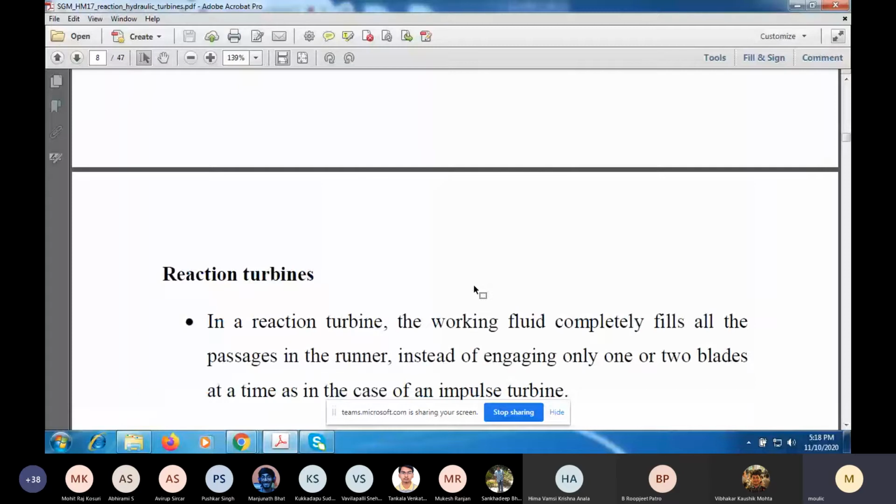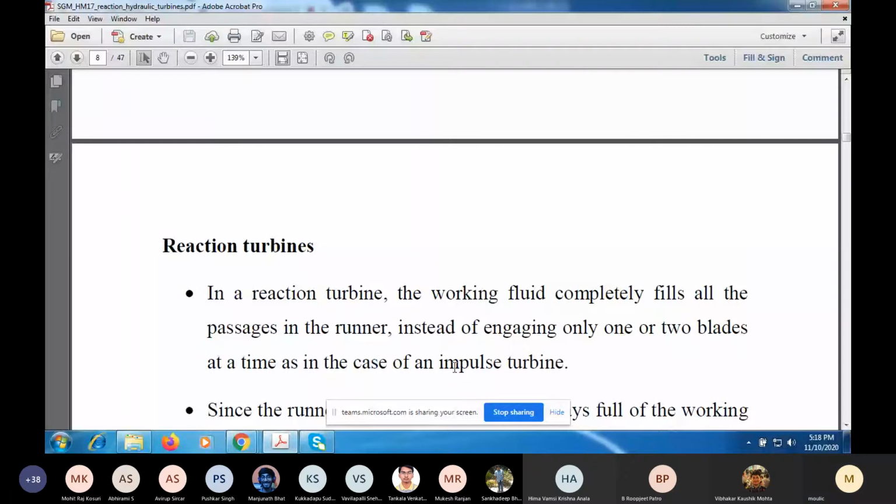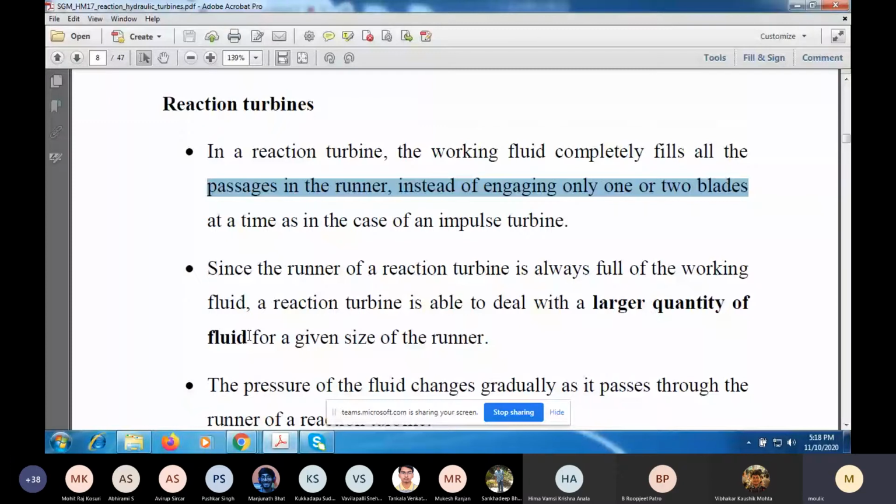Now we have already looked at impulse turbines. In the case of the Pelton turbine, you have seen a nozzle producing a high-speed jet of liquid which strikes one or two blades, or maybe three blades. Now in the case of a reaction turbine, the working fluid will completely fill all the passages in the runner. So the runner will have many blades, and the passages between adjacent blades will be full of water. Since the reaction turbine is always full of water, it can handle a larger quantity of fluid. So flow rates are usually higher.